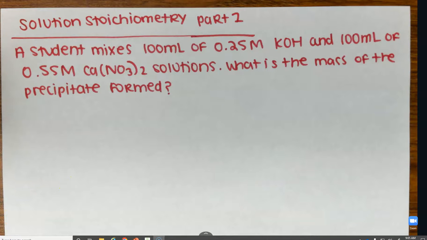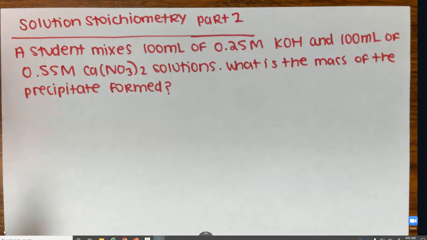Everyone, in this video, I'm going to go over how to do solution stoichiometry. This will be a two-part series, the first part being figuring out how to write your reaction and the mass of your precipitate, and then the second video, part two, will be how to find ion concentration. So let's look at this question.